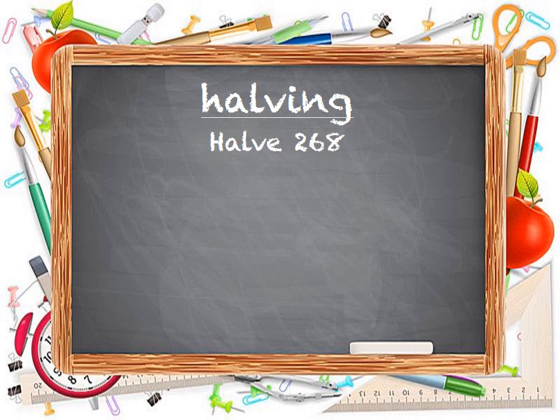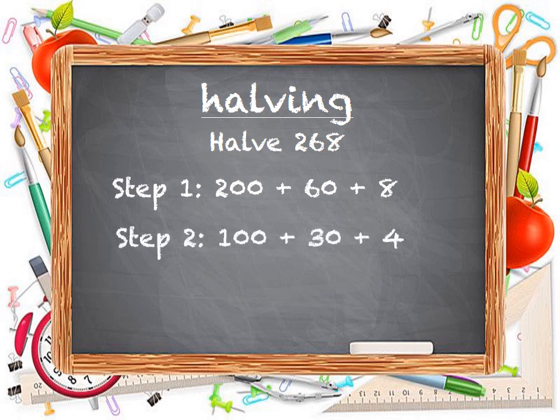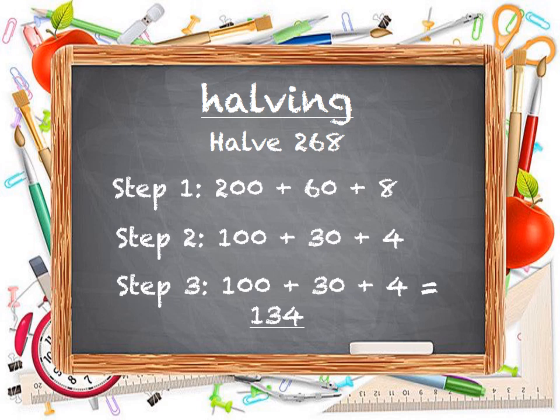This is our first example. Halve 268. Step number 1, we break up the number. 200 plus 60 plus 8. Step number 2, we halve the hundreds, tens, and units. So half of 200 is 100. Half of 60 is 30, and half of 8 is 4. Step number 3, we add them all together. 100 plus 30 plus 4 equals 134.